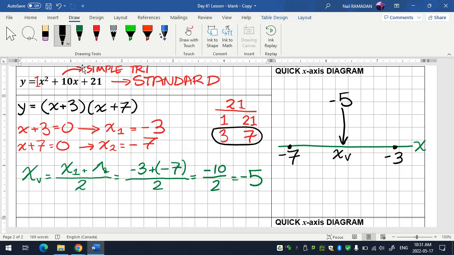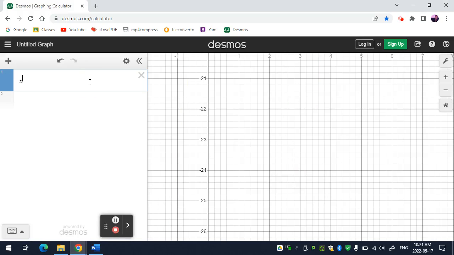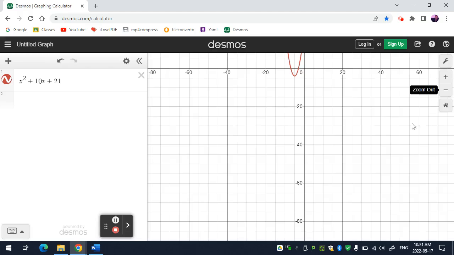And let me quickly sketch this standard form to show you that everything is legit. All right, hold on 1 second. X squared. What's the next one? Oh yeah, plus 10x plus. All right, zoom out and see. Oops, zoom out. Where is it? Ah, there we go.